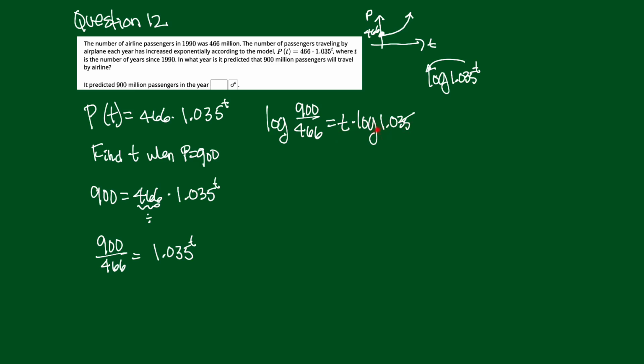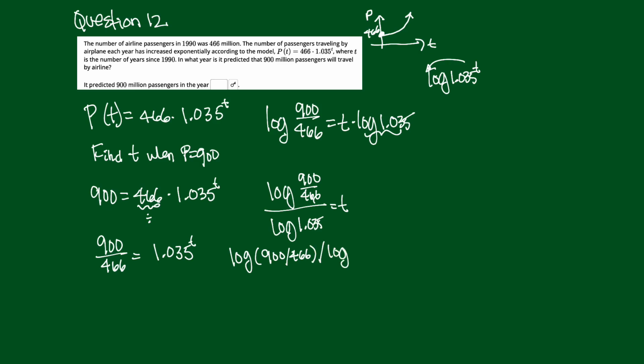This is being multiplied by this number, so let's just divide by that number. We'll get the log of 900 divided by 466, divided by the log of 1.035. That's equal to t. I'm going to put it in my calculator like this. Press the log key. I'll get the log parentheses. Type in 900 divided by 466. Close. Divide that by log of parentheses.